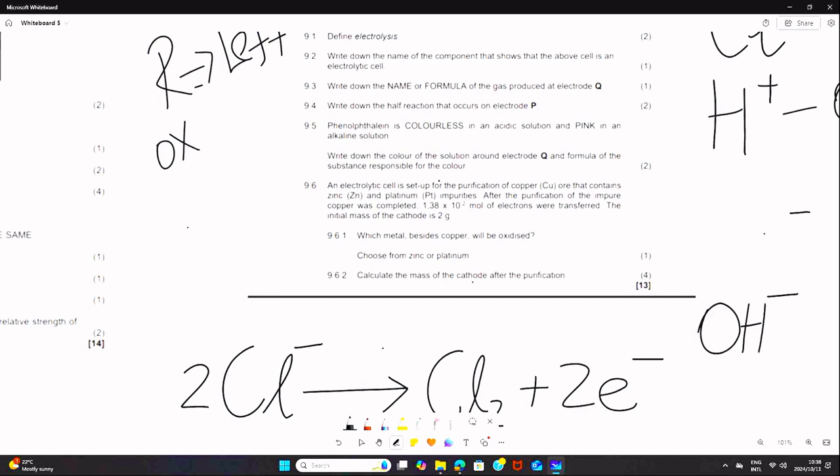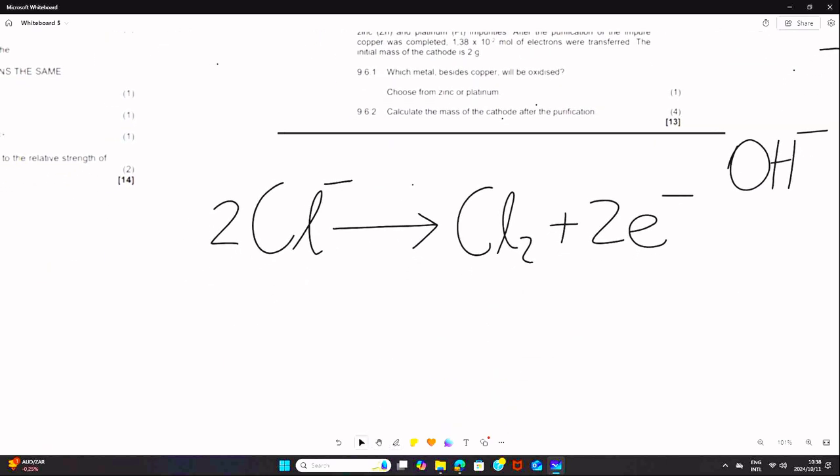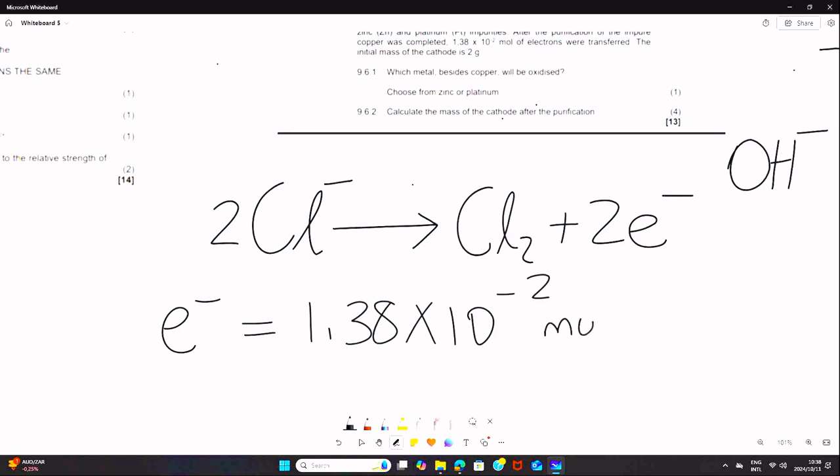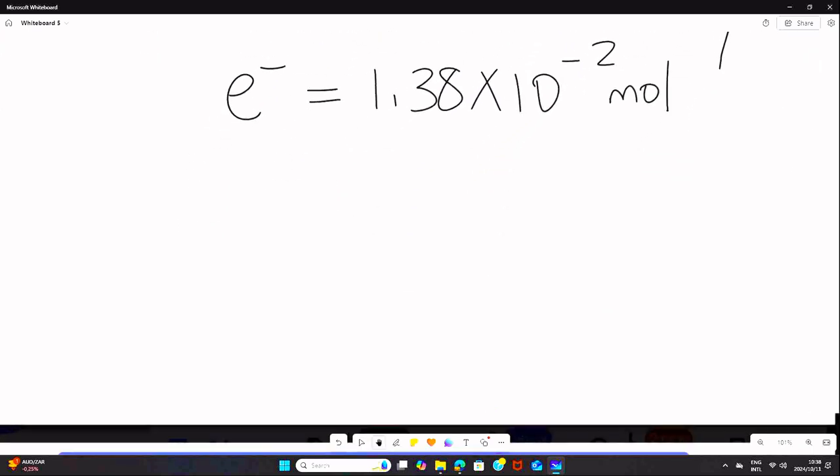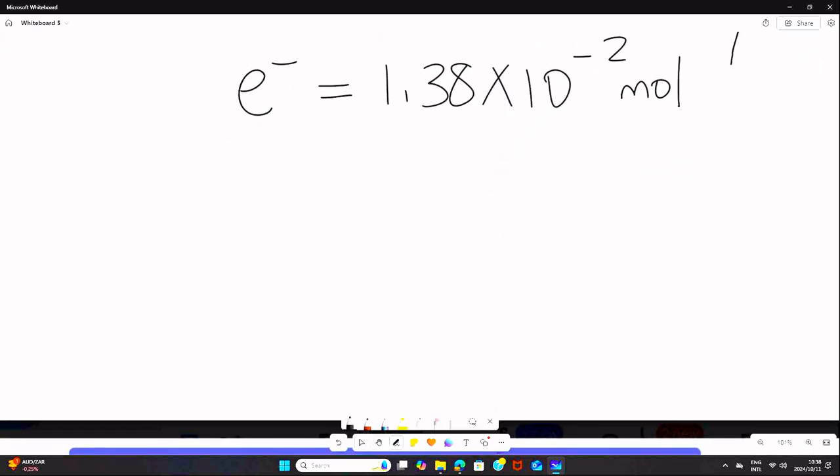Actually, for you to be able to answer this question, you have to look at what you are given and be able to write the stoichiometric reaction that is taking place there. Now, what you are told is that you have got copper electrons, and the electrons have a number of moles of 1,38 times 10 to the power minus 2 mole. Now remember that, like in your stoichiometry, n is equal to mass over molar mass.